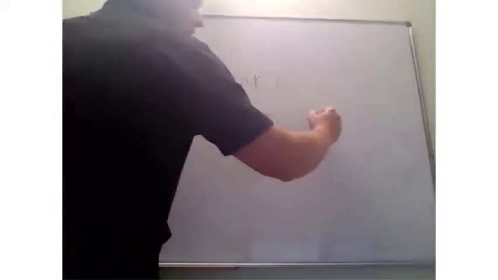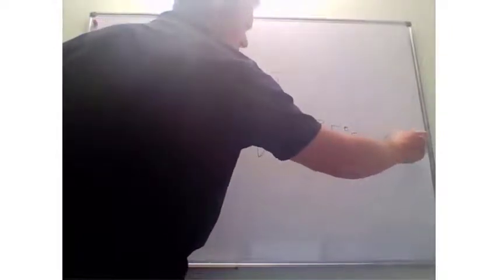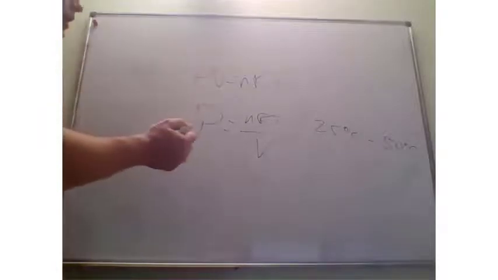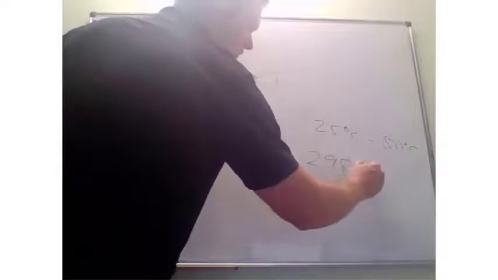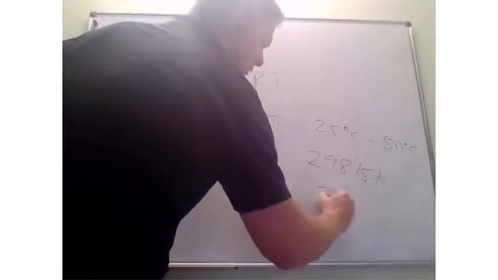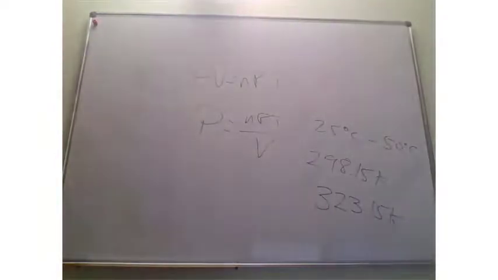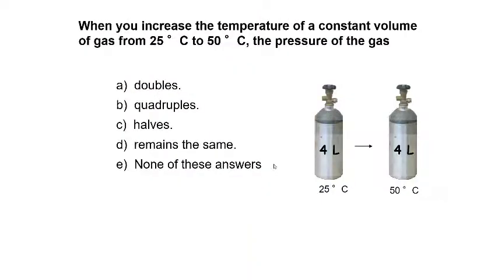As we go from 25 degrees Celsius to 50 degrees Celsius, it seems like the temperature is doubling. But if we think about the units that temperature has to be in for the ideal gas law, we actually see that these units have to be in Kelvin. So the transition here is going from 298.15 Kelvin up to 323.15 Kelvin for 50 degrees. So what we see here is actually not a doubling, not a quadrupling, not a half, not a remain the same. This is a change in pressure that is a value that's not listed here. It's going to be a smaller change than defined here. So our answer here is E.